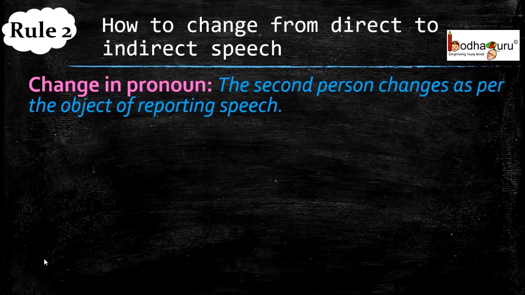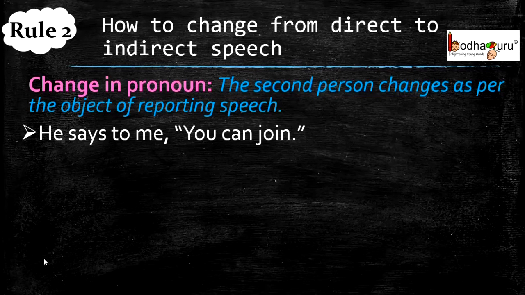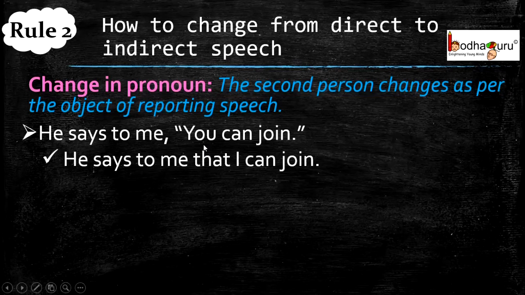Now, if we talk about second person, the second person changes as per the object of the reporting speech. Let's take an example. He says to me, "You can join." In this sentence, what is the subject? It is he. And what is the object of the reporting speech? It is me. And we have used the second person in the spoken words, which is you. And this sentence gets changed to, he says to me that I can join. So we see here the pronoun you got changed to pronoun I.